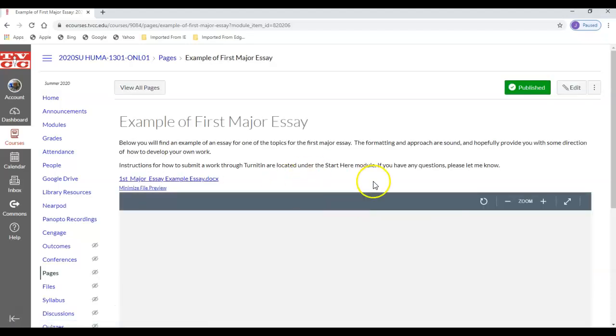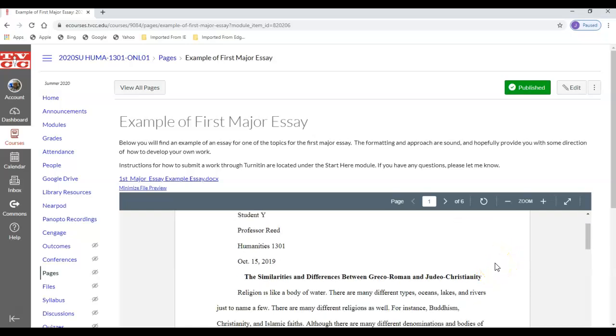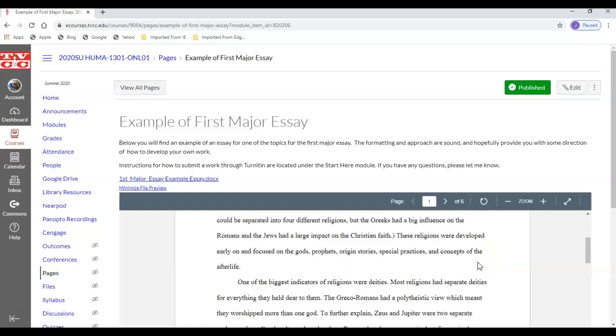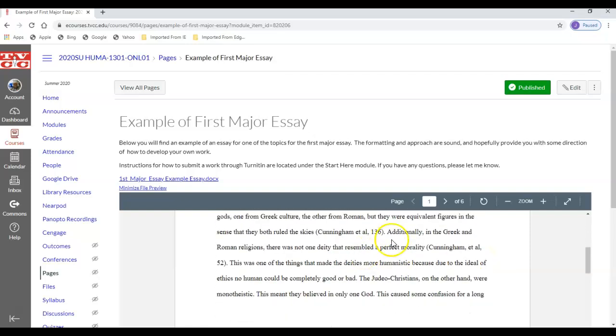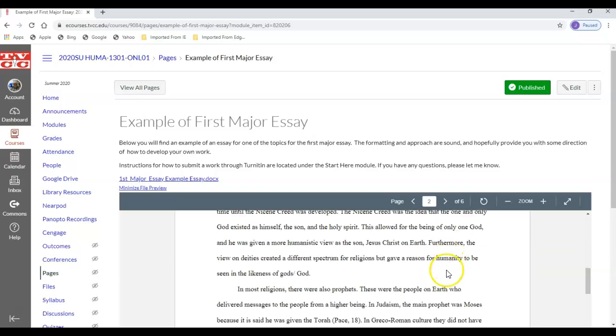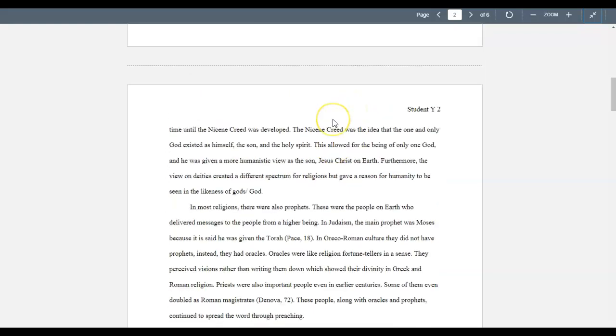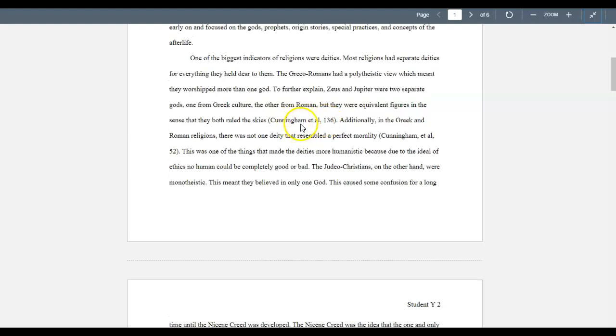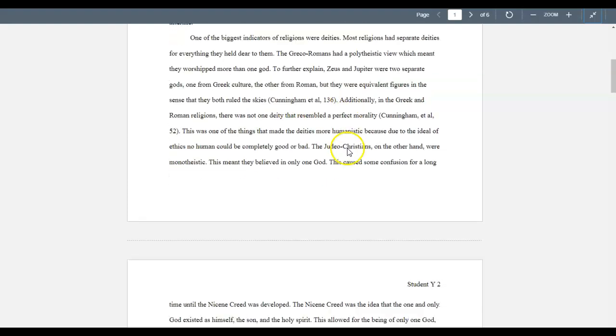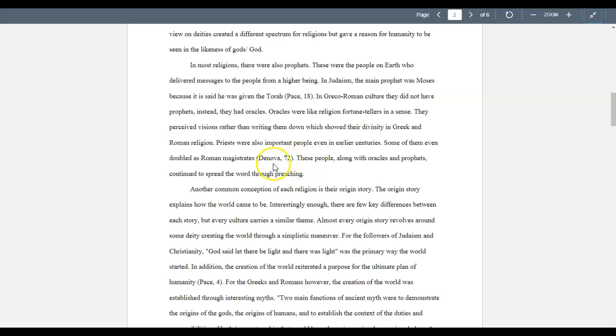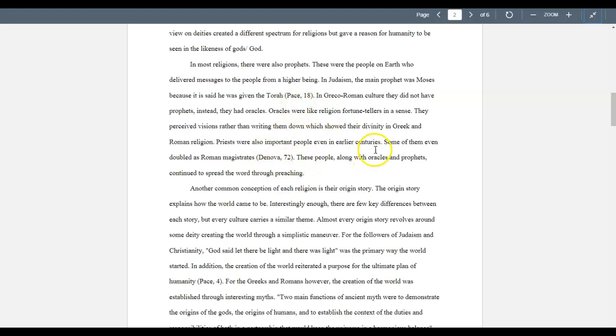I do have an example of the essay. This is not over one of your topics, but you can see how this essay is written, how it's detailed, and how the citations are included. If I scroll up this way, you'll see, again, information being used from different sources. You'll see here references to the textbook, Cunningham et al., but this is to a different source.